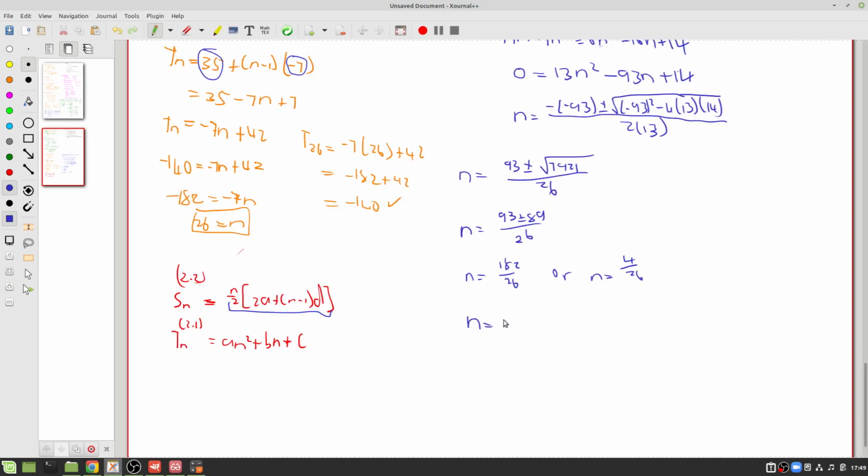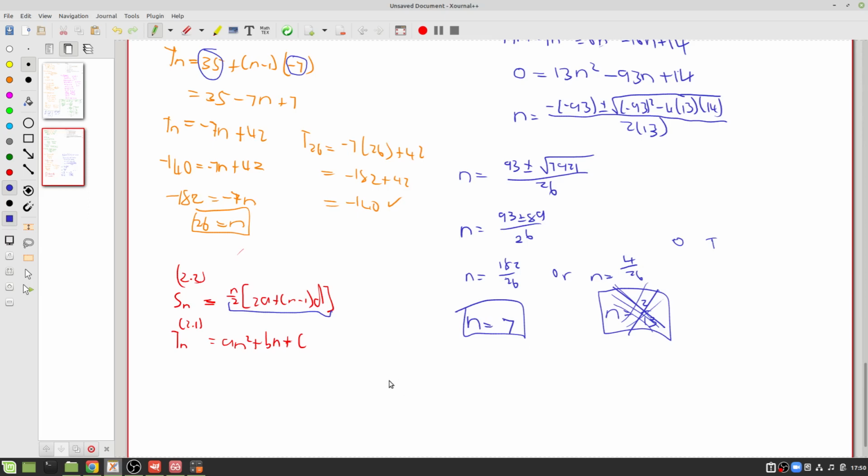So 182 divided by 26 is 7. And 4 over 26 we can simplify to 2 over 13. So one of these answers does not count. Why? This one doesn't count because that's not a whole number, and we can't have the 2 over 13th term. 2 over 13th would be somewhere between the 0th and the first term. That's less than 1, so we can't have a term that starts before the first term. That's impossible. Not applicable. n is 7.